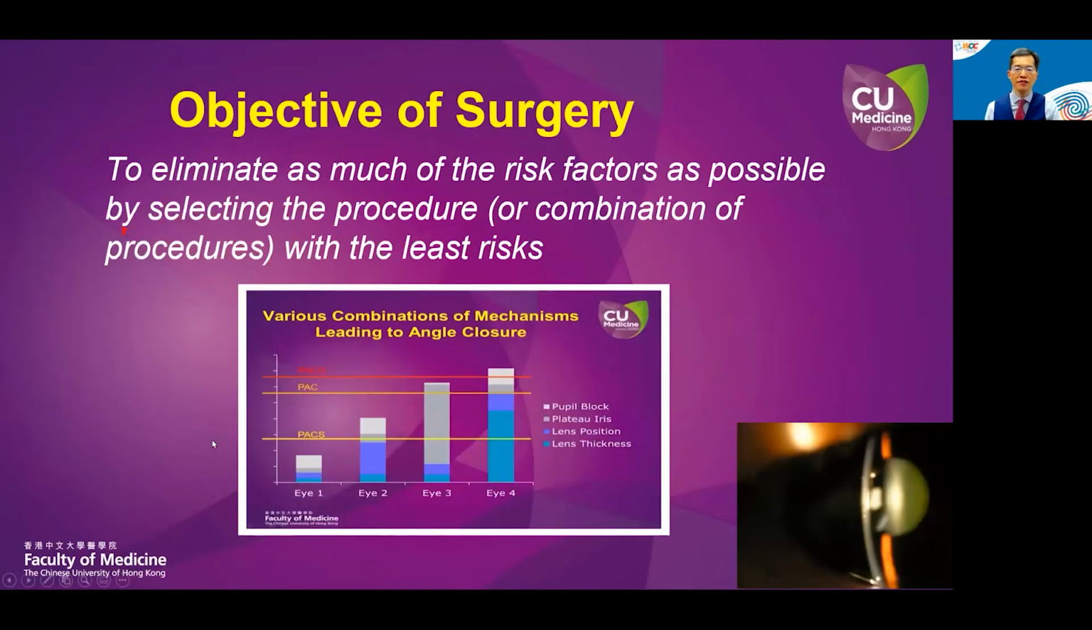Now, the objective of surgical intervention in primary angle closure glaucoma is to eliminate as much of those risk factors as possible by selecting a procedure or a combination of procedures with the least amount of risk.